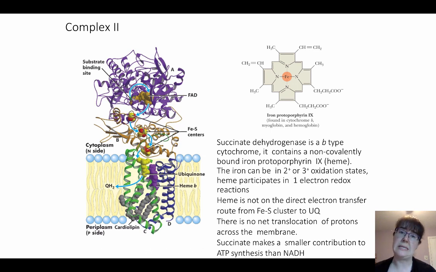Protons are going to be needed in the reduction of ubiquinone to ubiquinol. That still does require proton uptake out of the matrix, but there's no pumping of protons in complex 2. Partially for that reason, succinate is going to make a smaller contribution to making ATP than we saw with NADH.